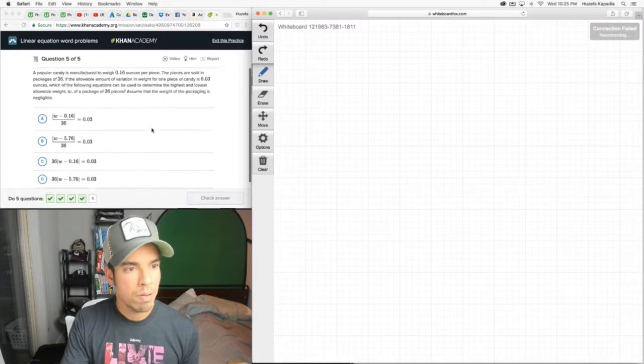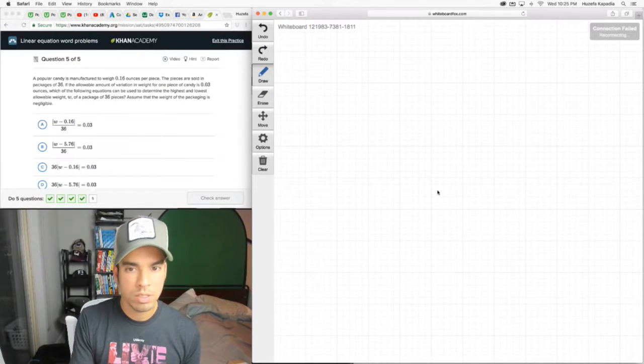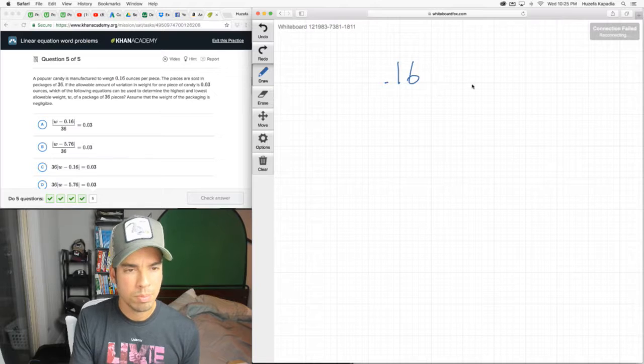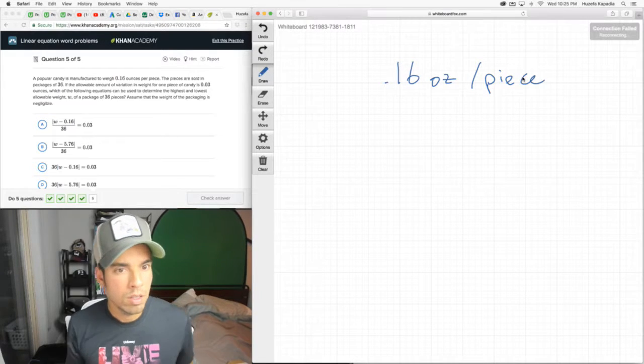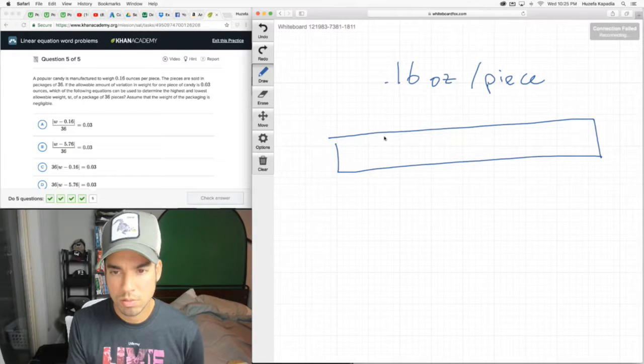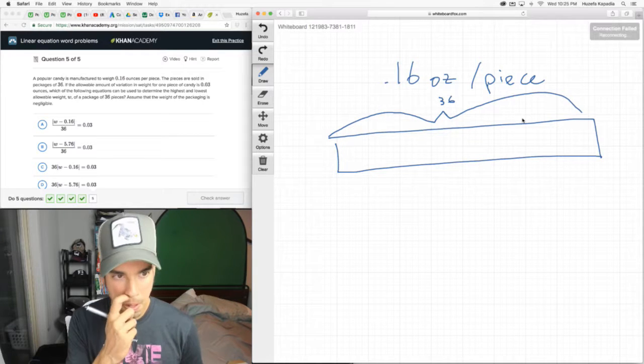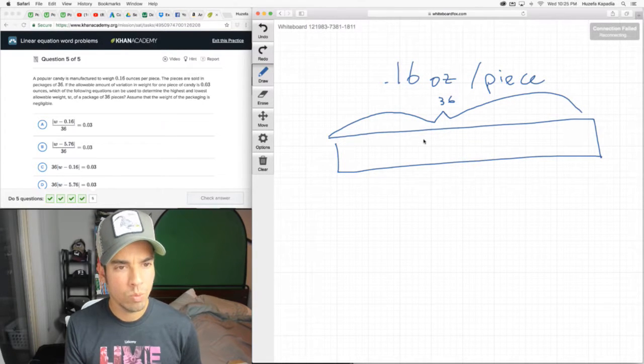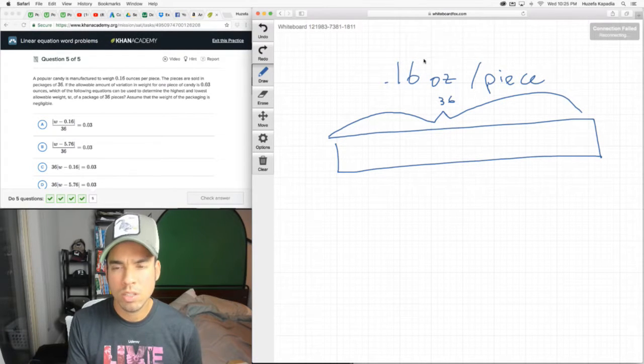Number 5. A popular candy is manufactured to weigh 0.16 ounces per piece. Actually, let me get the ounces per piece. The pieces are sold in packages of 36. I'll just say this is 36, using the good old bar model from Singapore math. If the allowable amount of variation in weight for one piece of candy is 0.03 ounces, that means each one can be as high as 0.19, as low as 0.13. That's all it means.